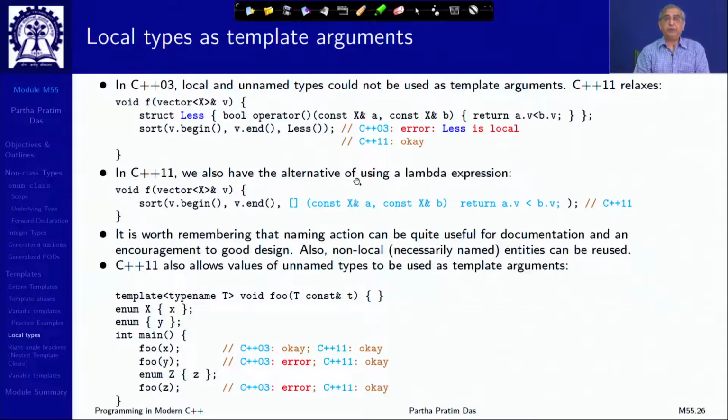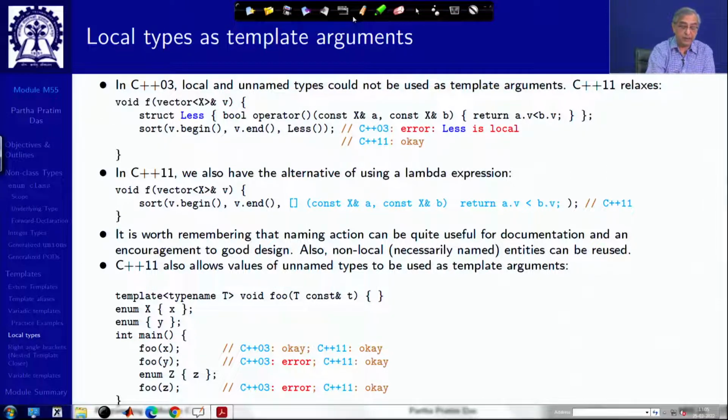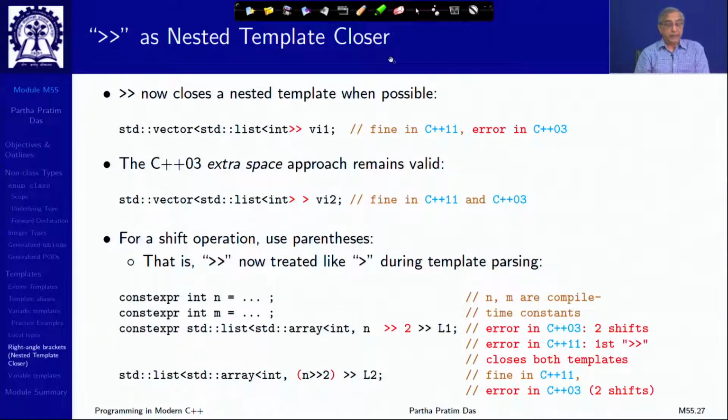Some of the less important features of templates include local types as template arguments. For example, in C++03 within a template function you cannot use a type that is local here. With C++11 you can use that. You can also use types which do not have a name, unnamed types. So, these are minor features which you may or may not use. There are other ways of doing that.